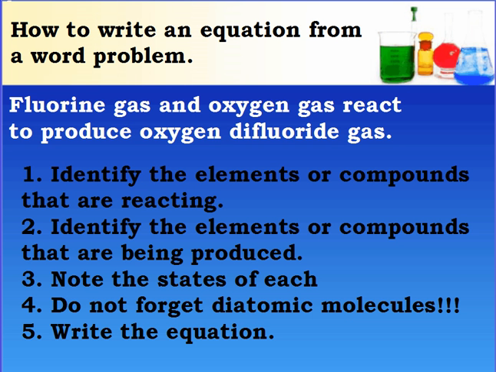Number 1, we read the sentence and we identify the elements or compounds that are reacting. Then we identify the elements or compounds that are being produced by that reaction. Note the states of matter. Never ever forget the diatomic molecules. And then write the equation.